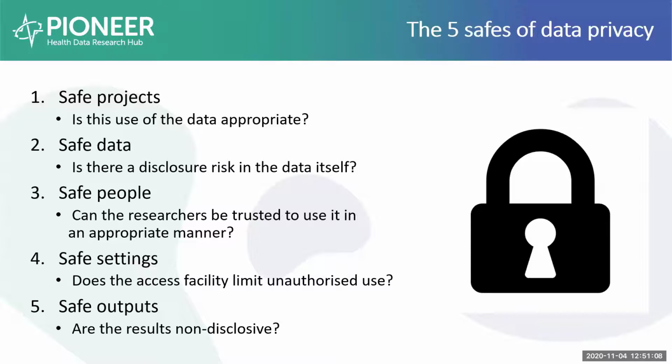That's quite a difficult one, because we're thinking about what data we're actually putting out there, but we're also thinking what's already out there. Is there anything that could be linked to that data set to identify an individual? So these are all the rigorous thinkings that we've got to do around Pioneer to make sure that we're keeping all of that data safe, and we're following these 5 safes.